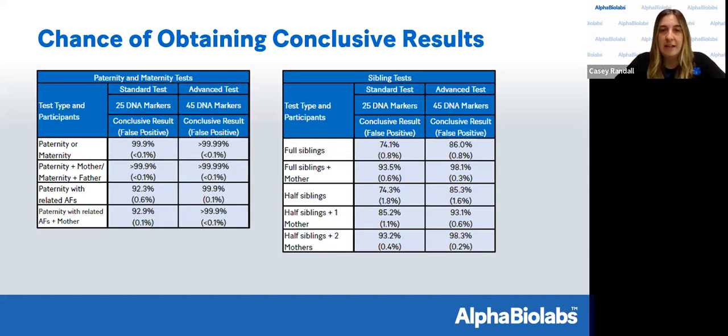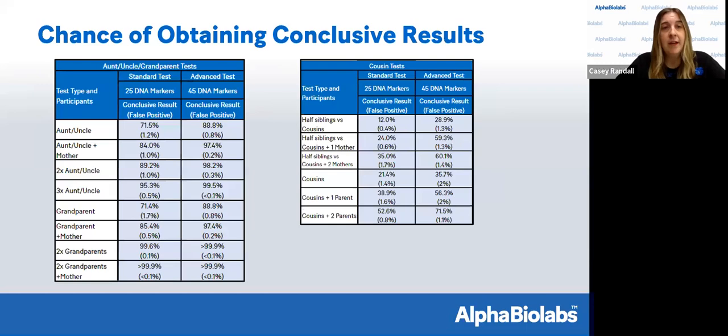I hope the examples here do show that including the mothers or the known parents or additional individuals will always help to get a more conclusive result. I've also included tables for aunt, uncle, grandparents and cousin testing.